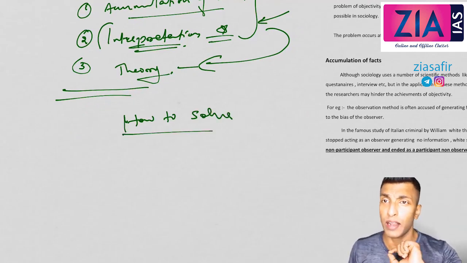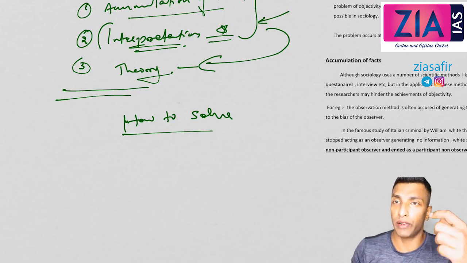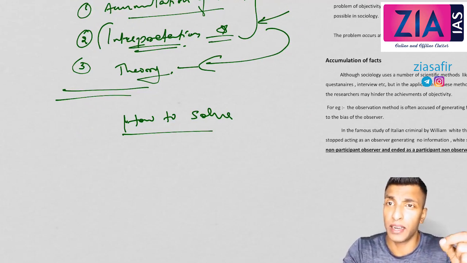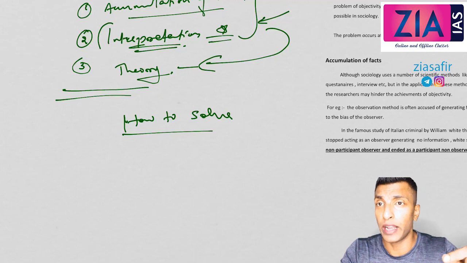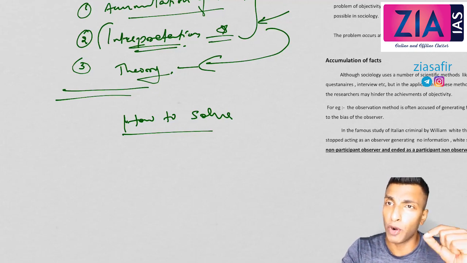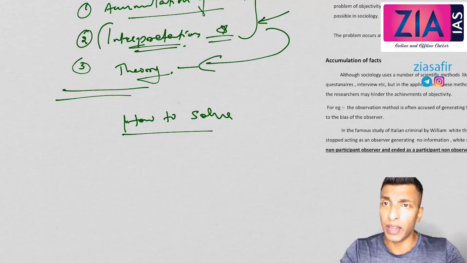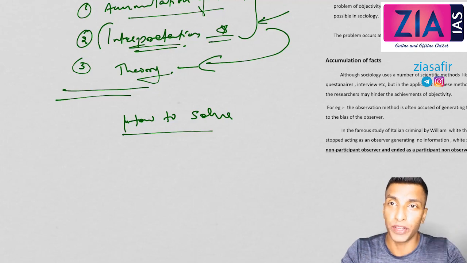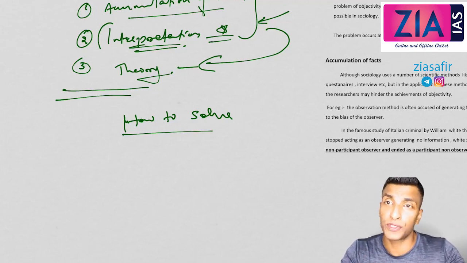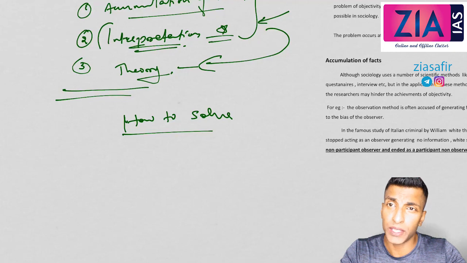What you can do is give proper training to the investigator. For example, Weber considered training an essential prerequisite for ensuring objectivity in sociology. So train the investigator so that personal bias could be reduced. Secondly, make proper use of scientific methods. Develop scientific methods for sociology and use those methods in a better way so that you can avoid subjectivity.